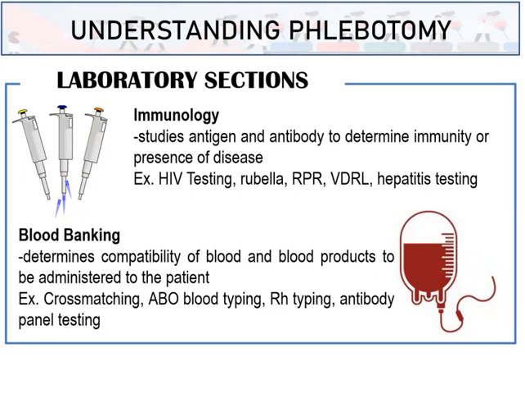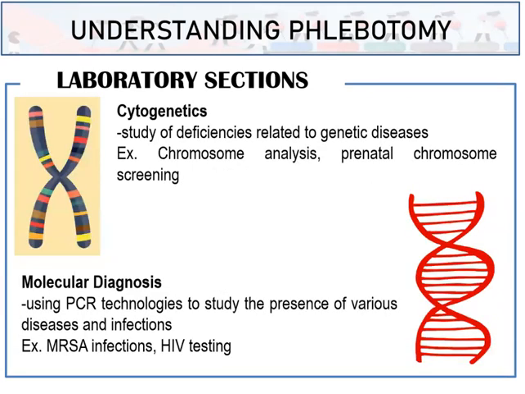Other than cross-matching, ABO blood typing, Rh typing, and antibody panel testing are also performed in the blood banking area. This is very crucial, class, because once the transfusion has started, if you reported wrongly that it is compatible, you can no longer take back the blood that was transfused. Of course, it will result in negative reactions in the body of our patient.